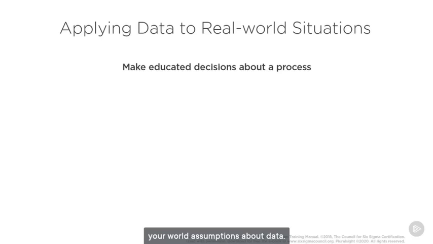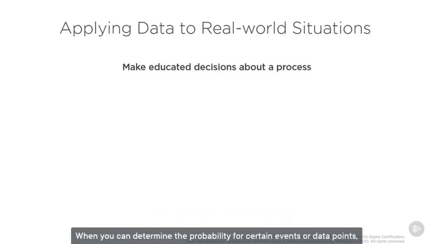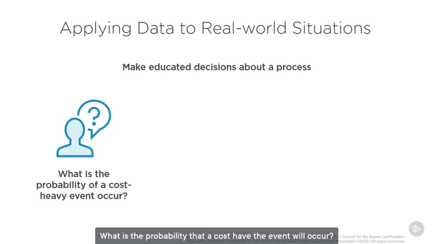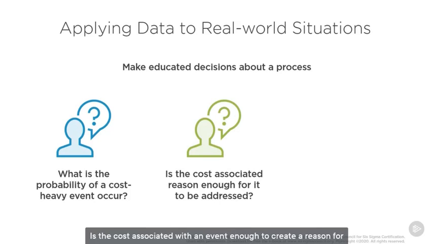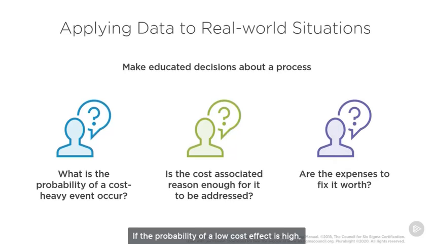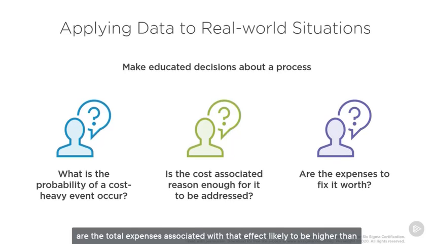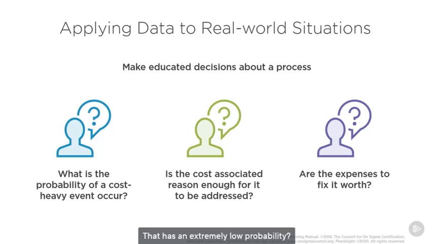real-world assumptions about data. When you can determine the probability for certain events or data points, you can make educated decisions about a process. What is the probability that a cost-heavy event will occur? Is the cost associated with an event enough to create a reason for working to reduce the likelihood of that event? If the probability of a low-cost effect is high, are the total expenses associated with that effect likely to be higher than the total expenses associated with a high-cost effect that has an extremely low probability? These are just some of the questions that teams can use statistics and probability distributions to answer.